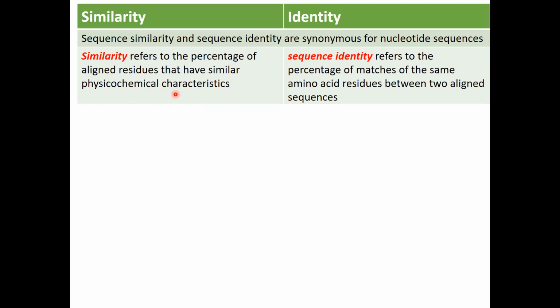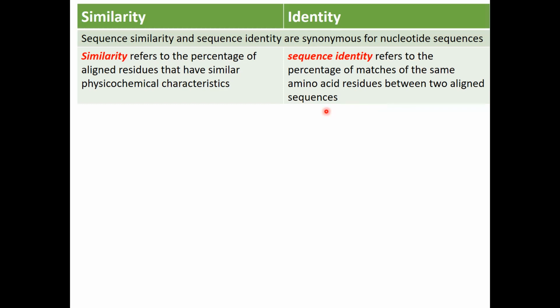Sequence identity is simpler as compared to sequence similarity. For sequence identity, you will have to count only those amino acids which are identical. In other words, when the same amino acid is present in multiple aligned sequences, it is referred to as sequence identity. So let's define it. Sequence identity refers to the percentage of matches of the same amino acid residue between two aligned sequences.